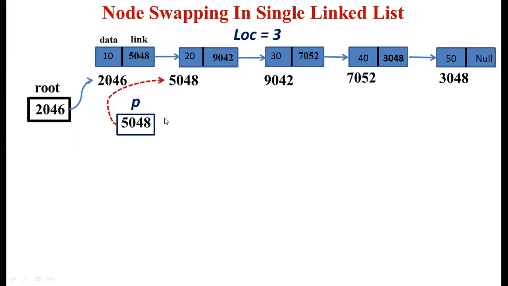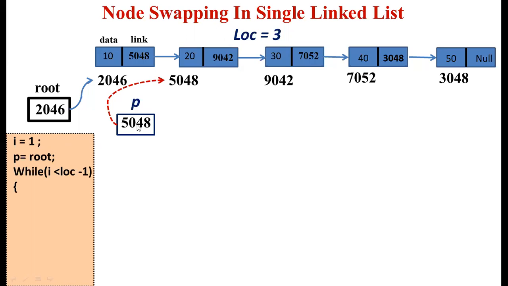So how can we make the pointer P point to the second node? Again, the same logic. Take the initial I value 1, P is equal to root. So the P will be pointing to the root. Now while I is less than location minus 1, that is 1 is less than location 3 minus 1, which is 2, the condition is true. So what I will be doing, I will be replacing the P value with P to link value. So here P is equal to P to link.